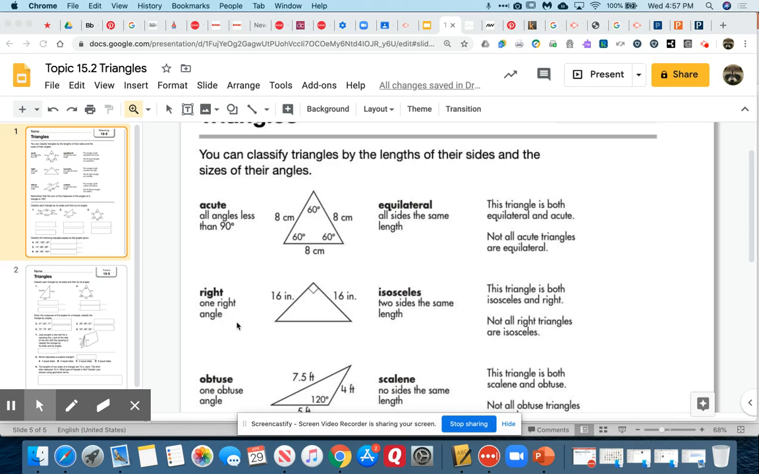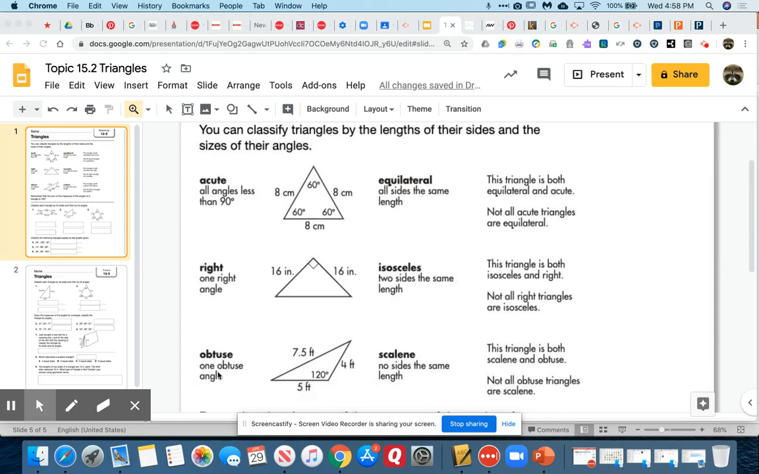If one angle, and it only needs one, if one of the angles in the triangle is a right angle, and it's designated by this little square, then it is a right triangle. It has one right angle.